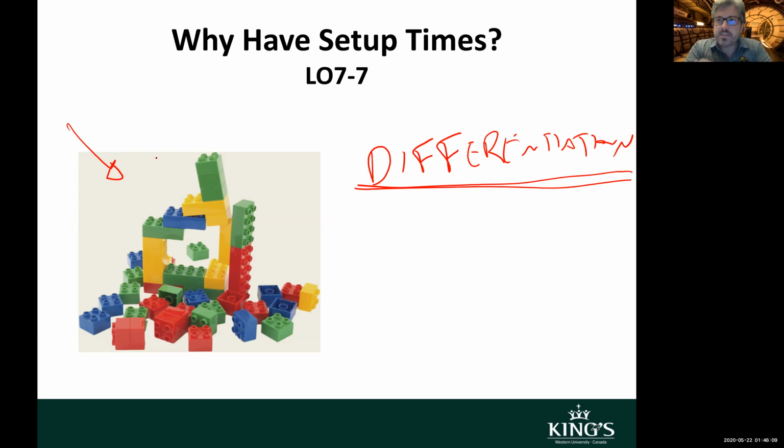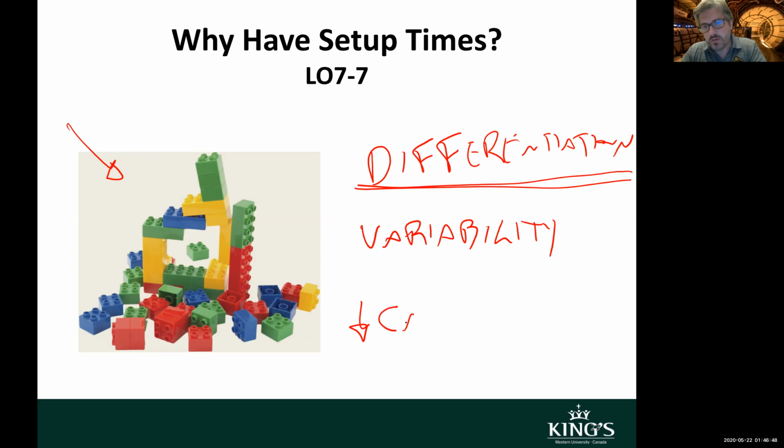So having setup means I'm trying to achieve a differentiation strategy. Therefore, I need to create many, many products. I need to create variability. And a huge portfolio of products, so I can satisfy the tastes of my consumers and charge a premium for that, right? Remember, always at the expense of lower capacity.